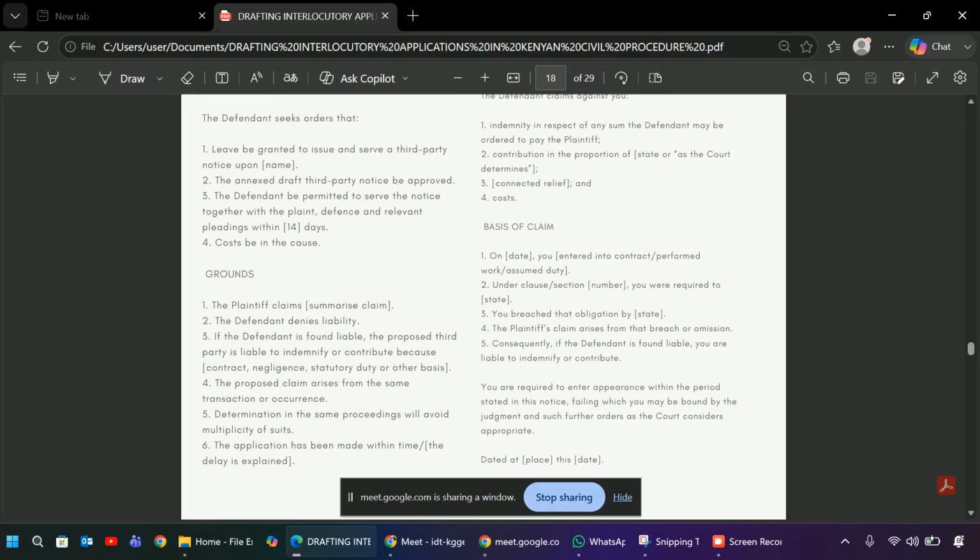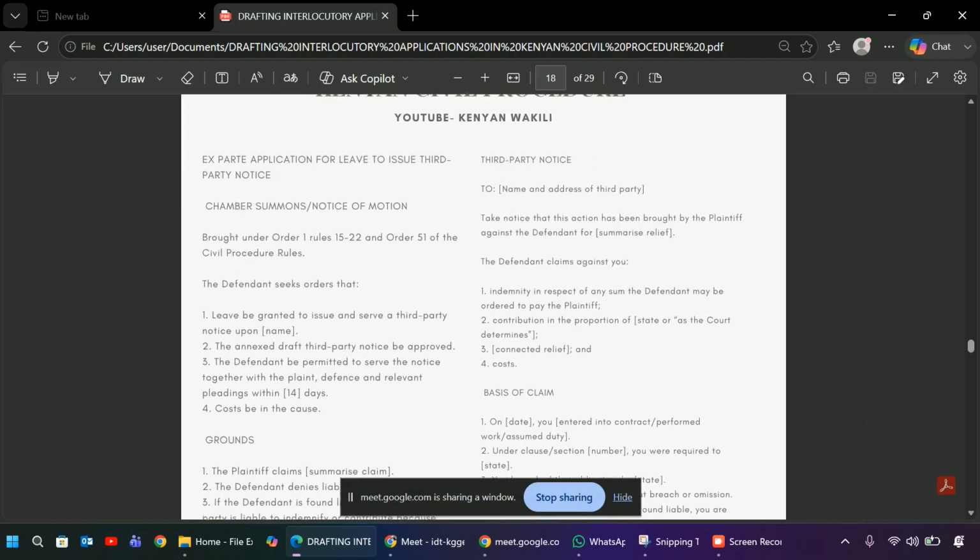And the grounds that the examiner will be looking at, whether you know what entails for this kind of application. You are saying that the plaintiff claims, you summarize the claim, and that the defendant has denied liability. Now you being the defendant, if the defendant is found liable, the proposed third party is liable to indemnify or contribute because there is a contract between us, he has committed negligence, there is a statutory duty that he has, or other basis. And that the proposed claim arises from the same transaction or occurrence, and that determination in the same proceedings will avoid multiplicity of suits, and that this application has been made within time, and that delay, if there is any, you explain the same.